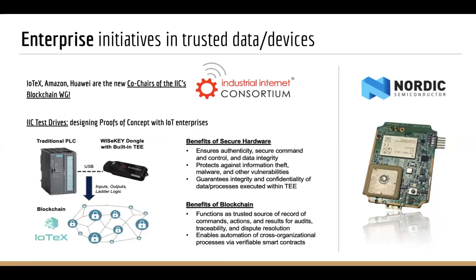Another important thing that we've been working on is several enterprise initiatives across trusted data and trusted devices. One announcement we've made recently is we were selected along with Anoop, who's the global blockchain practice leader at Amazon, and Mike McBride, who's the senior director of innovation at Huawei. We were selected as the new co-chairs of the Industrial Internet Consortium's blockchain working group.